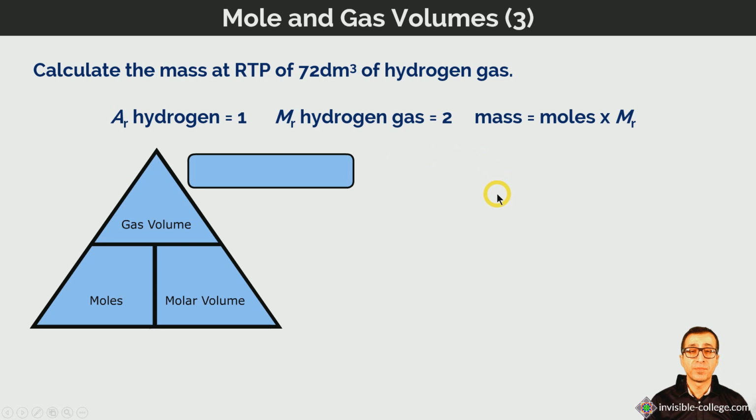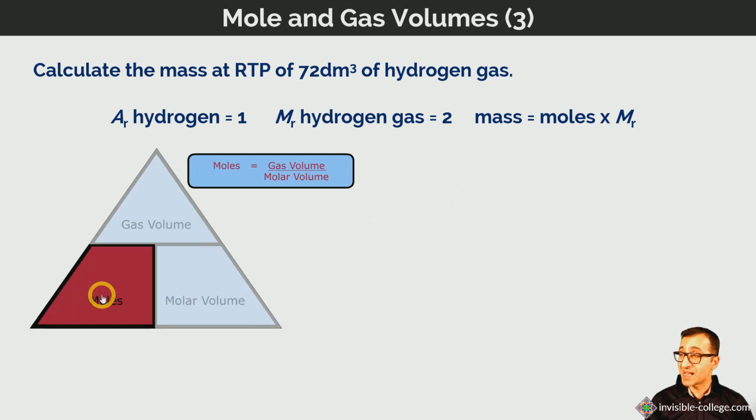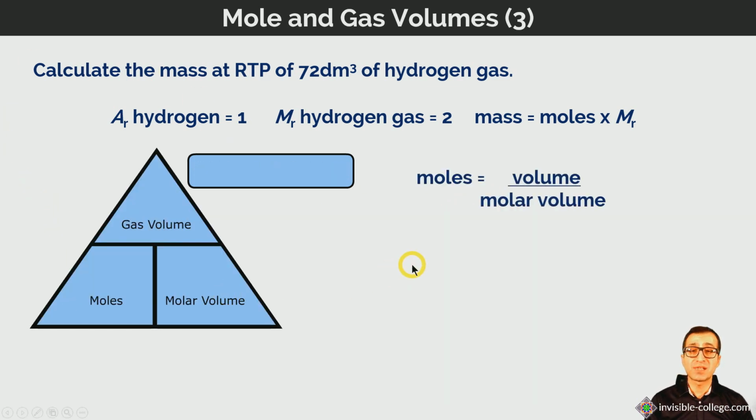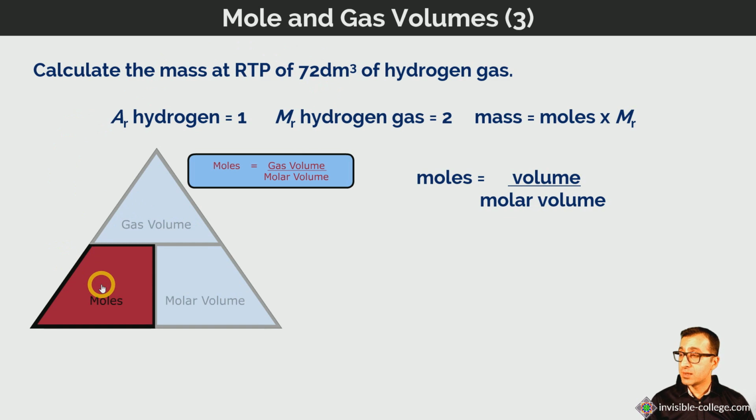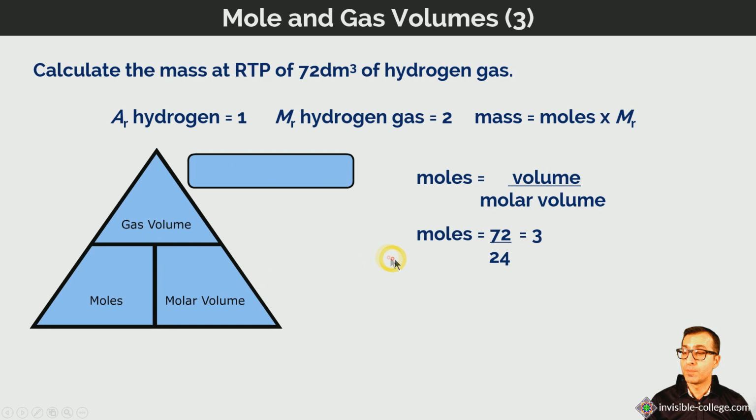So we have this expression, and we also have the expression for the number of moles for a gas, which is this. So we can write these first two expressions here. From the information that we're given, we know the molar gas volume at room temperature and pressure is 24. So to calculate the number of moles of hydrogen gas that we have, if we have 72 cubic decimeters at room temperature and pressure, we would divide the volume of gas that we have, which is 72, by the molar volume, which is 24. So this gives us 3 moles of hydrogen gas.